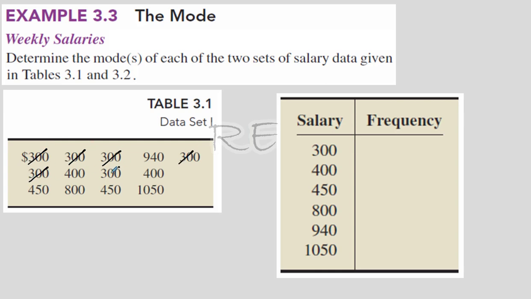In this table, we have 6 300s, 2 400s, 2 450s, 1 800, 1 940, and 1 1050. So the mode is 300.